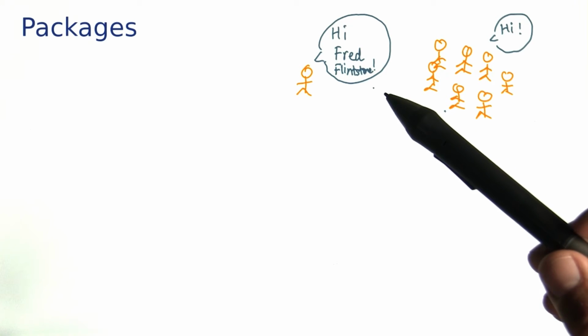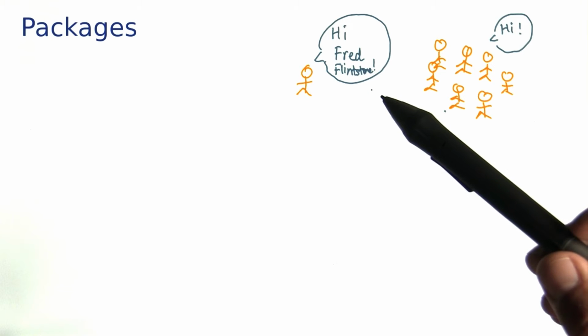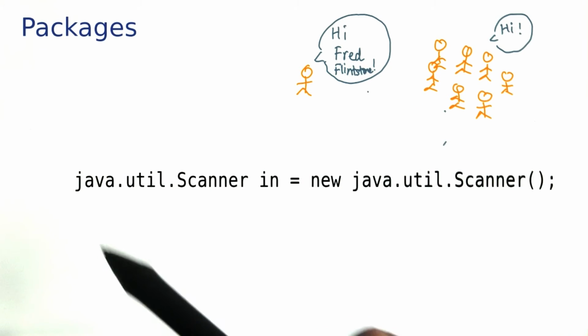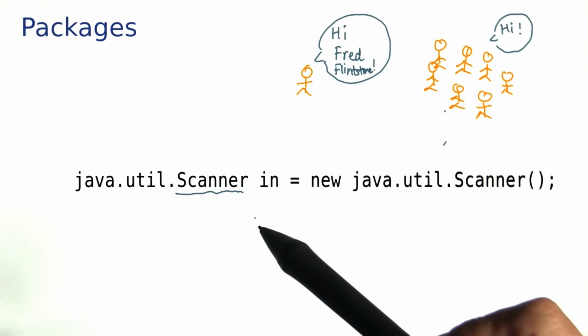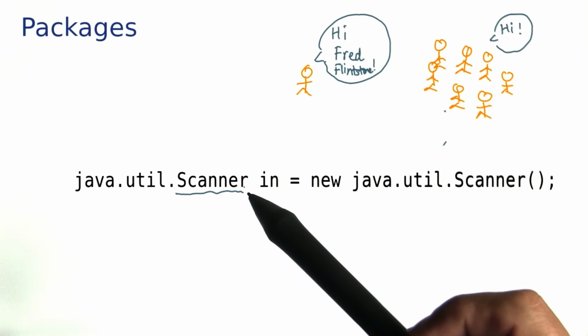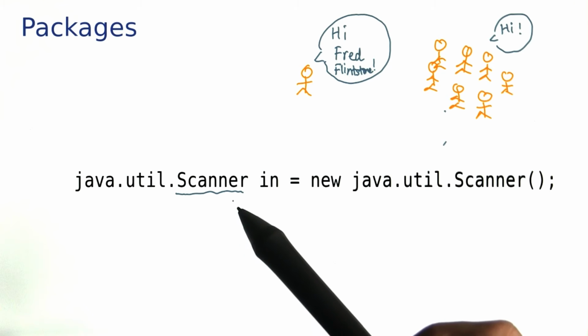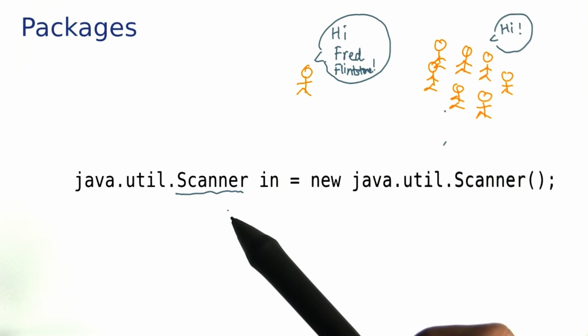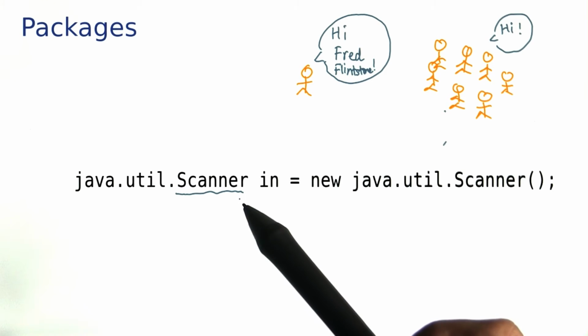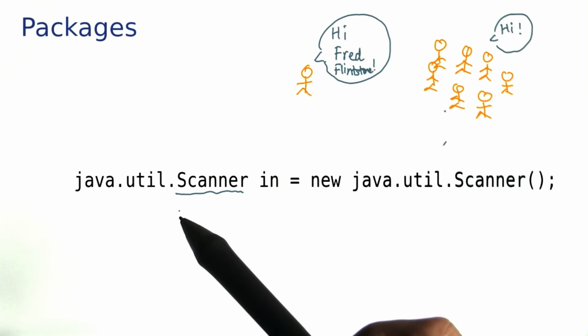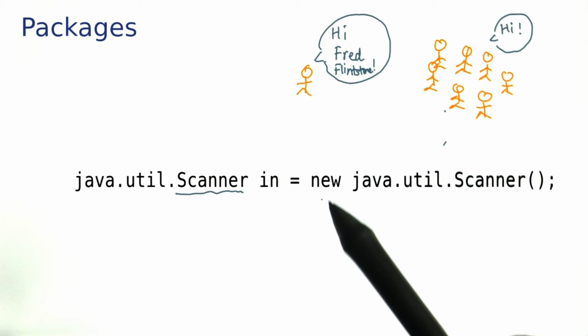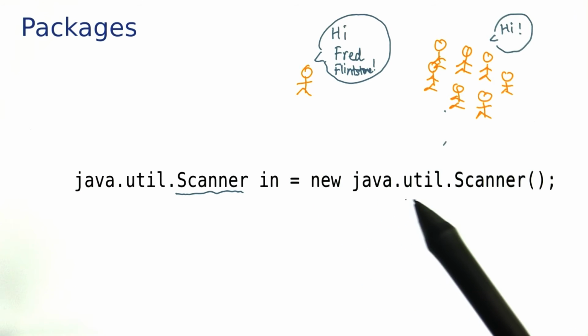A package name is intended to be unique around the entire world. There's only one java.util package, and even though there may be other packages that have a Scanner class, java.util.Scanner is unique. And you can actually reference in your programs the Scanner class as java.util.Scanner everywhere, and say things like java.util.Scanner in = new java.util.Scanner.